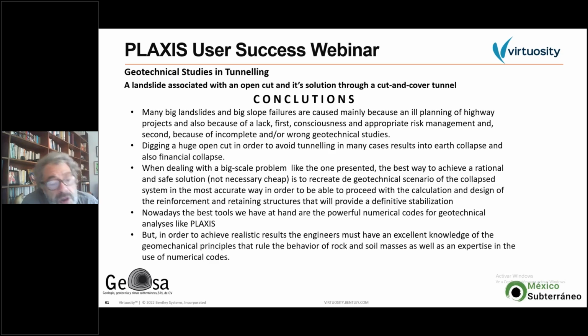And another conclusion is that nowadays the best tools we have at hand are the powerful numerical codes for geotechnical analysis like PLAXIS. But in order to achieve realistic results, the engineers must have an excellent knowledge of the geomechanical principles that rule the behavior of rock and soil masses, as well as expertise in the use of numerical codes. This is everything for my part, and thank you very much.